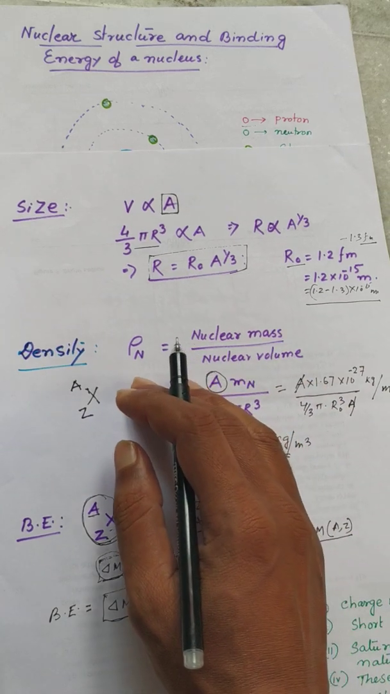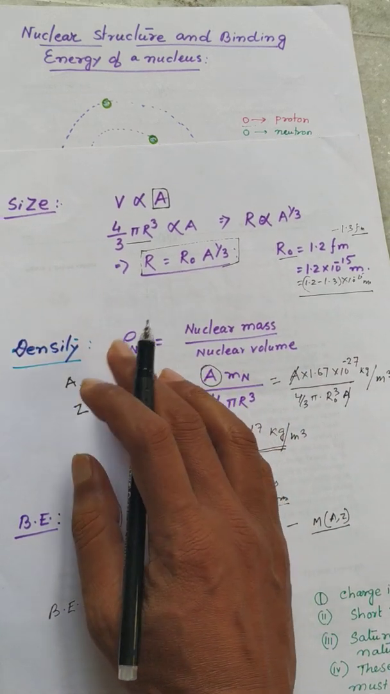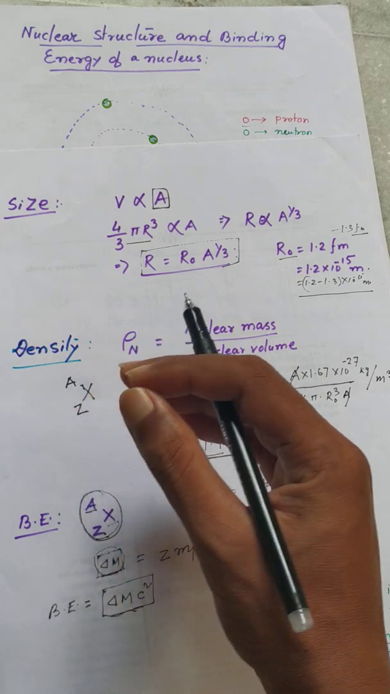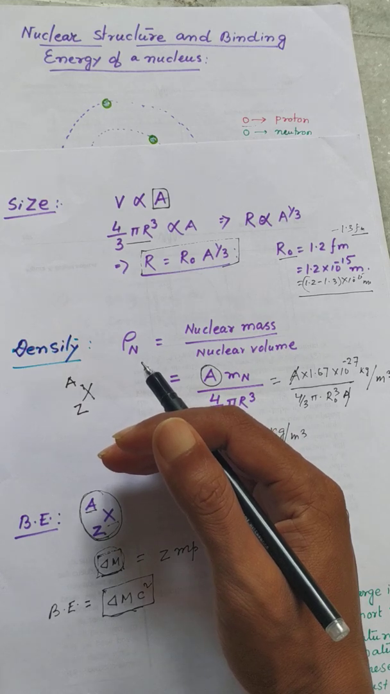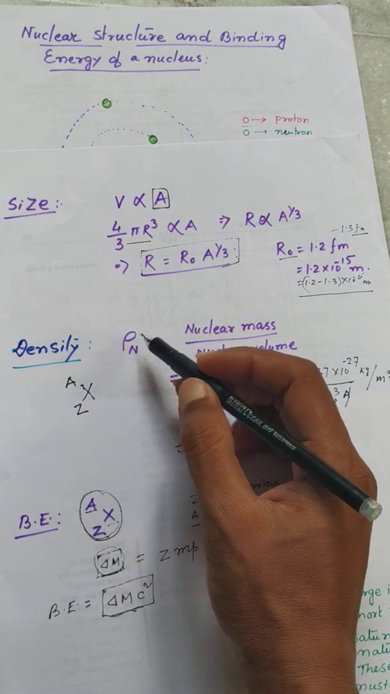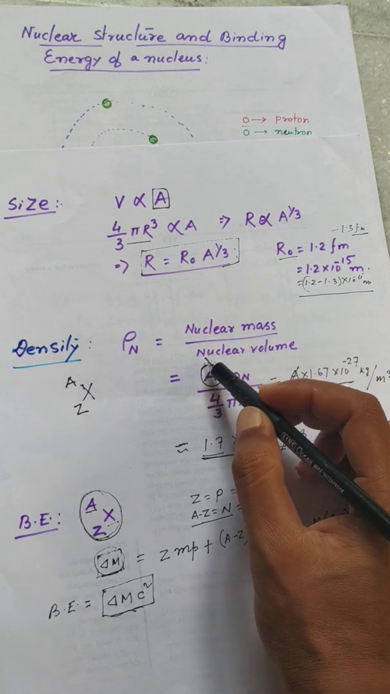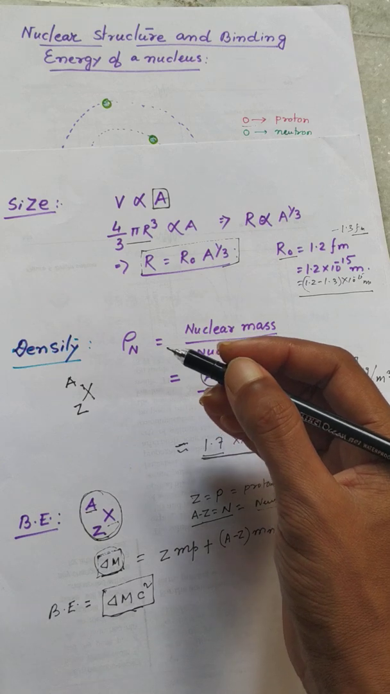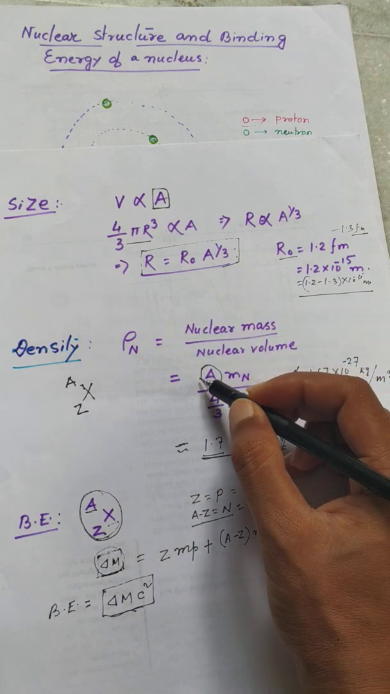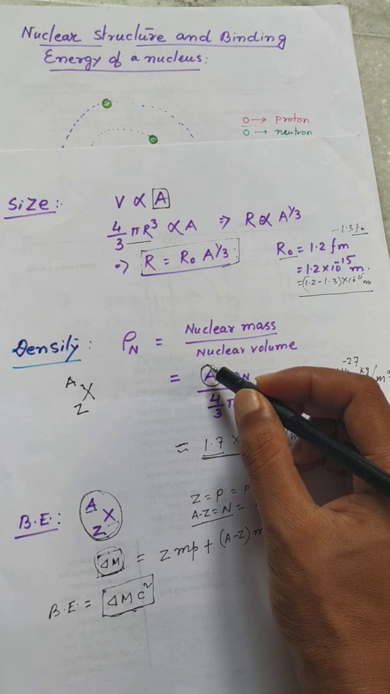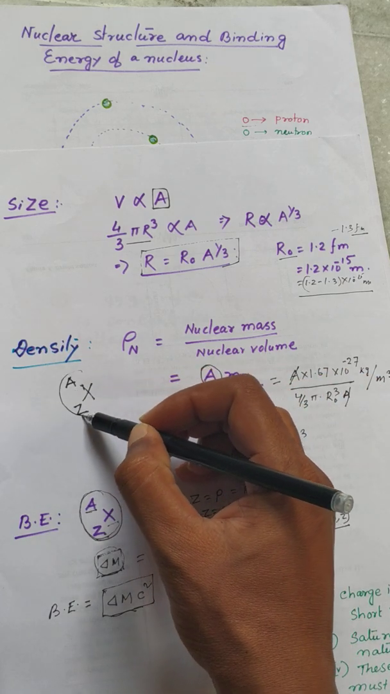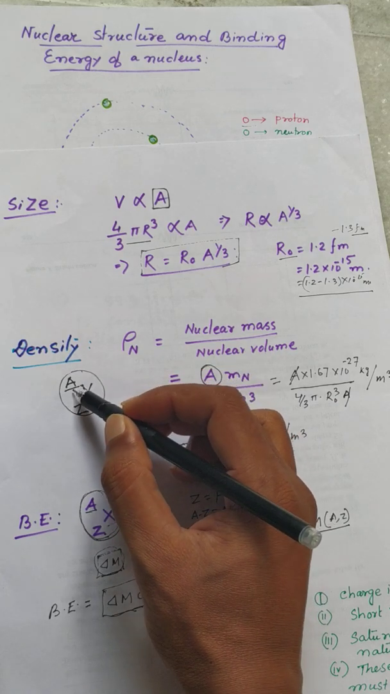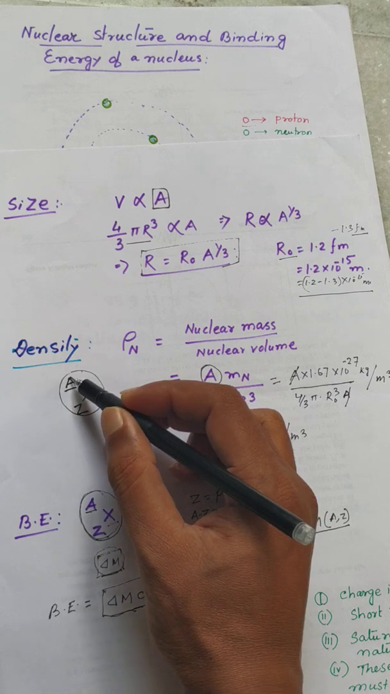Now I will talk about the density of a nucleus. We know the density of a body is equal to the mass of the body divided by the volume of the body. So nuclear density is equal to nuclear mass divided by nuclear volume. And since the nucleus is made of protons and neutrons, let us consider a nucleus in which the total number of protons and neutrons is equal to A.